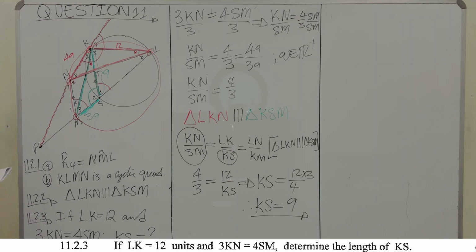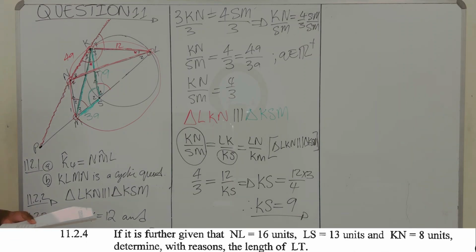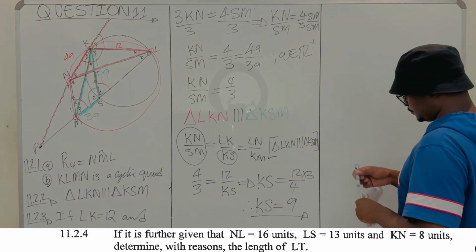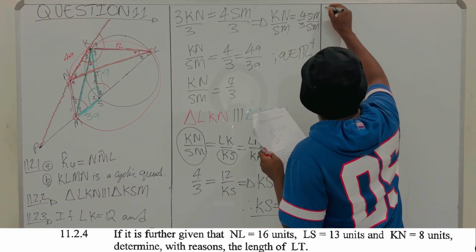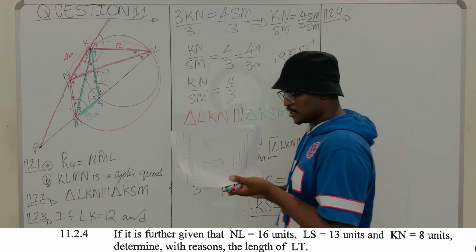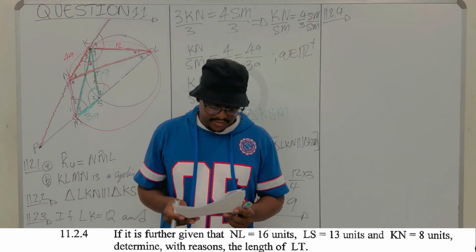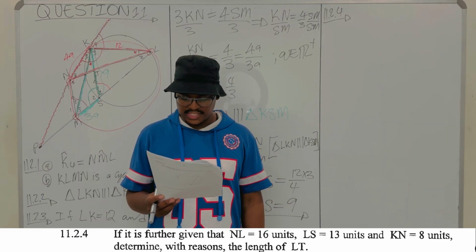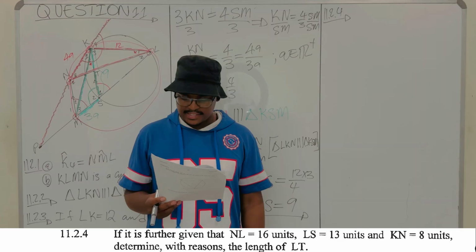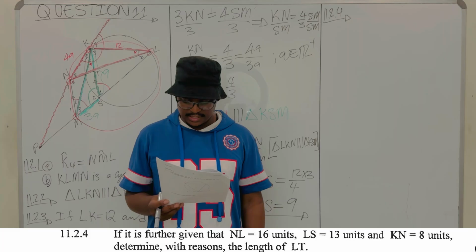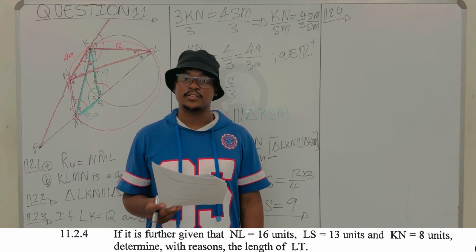Which is 11.2.4. So, let's go to 11.2.4. What are they saying? They are saying, if it is further given that NL is equal to 16 units, LS is equal to 13 units, and KN is equal to 8 units, determine the length of LT, giving reasons, of course.